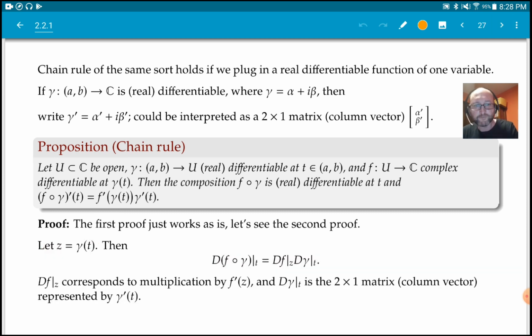And now this df of Z corresponds to multiplication by f prime of Z, and gamma is the 2-by-1 matrix, which is represented by gamma prime, which is this number. So that's precisely what the derivative is. It just works out, so the result follows.